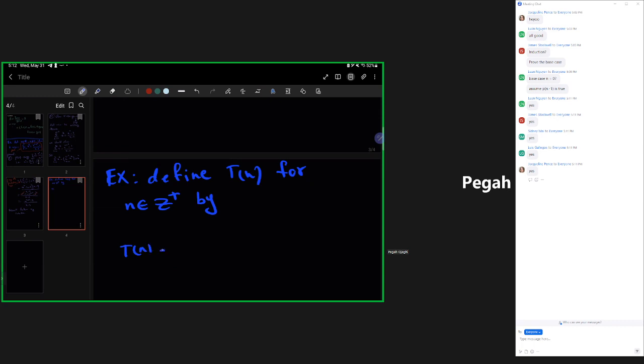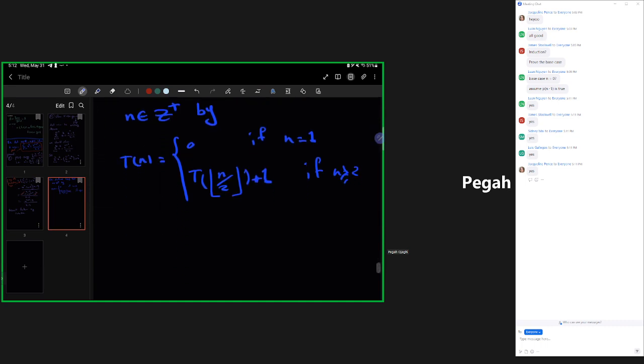We say T of n is 0 if n is equal to 1. If n is greater than 2, T of n is T of floor of n over 2 plus 1. We need this proof because we use it later. What do you want to show?